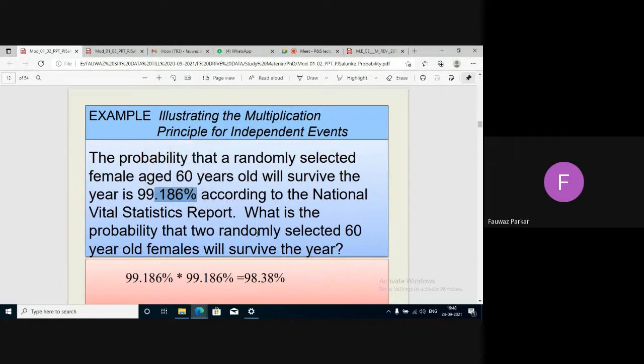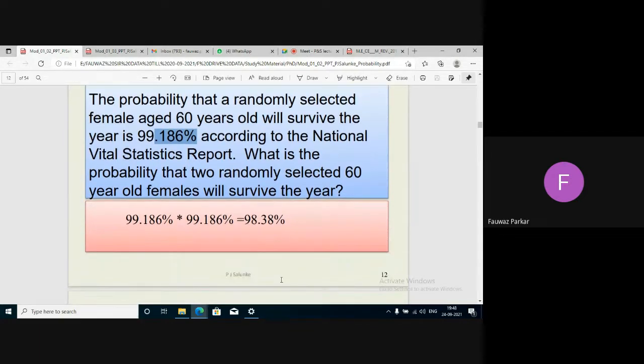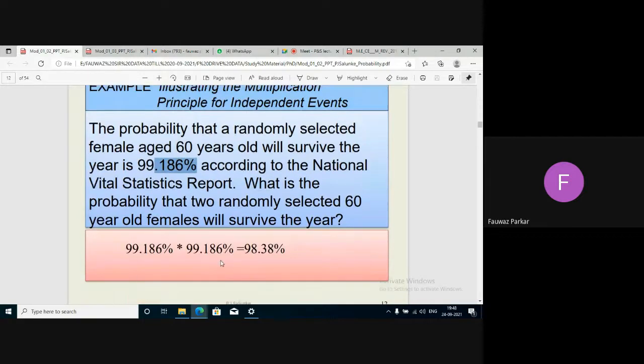So what is the probability that two randomly selected females, and these two females are independent of each other, both survive? The first female will survive with probability 99, the other will survive as well, and they are independent. If I want to find the probability that both of them will survive, it is simply the multiplication. If female A survives with this probability, female B has the same probability. So the joint probability will simply be the multiplication of these two values. Making sense?